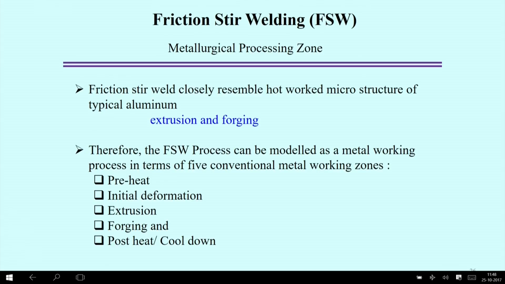So, therefore, the friction stir welding process can also be modeled as a metal working process in conventional 5 phases. We can divide it into different metallurgical processing zones or different phases. The first is called the preheat zone, then the initial deformation zone, the extrusion zone, forging, and finally the post weld heat or cool down zone, or cool down period. So, we will see how these 5 metallurgical zones look.